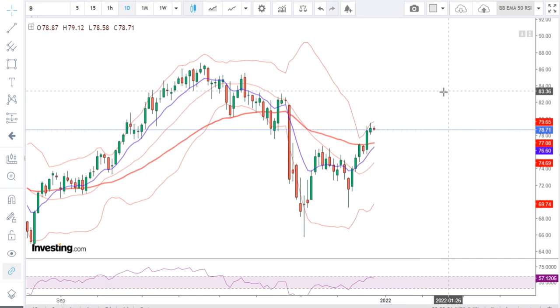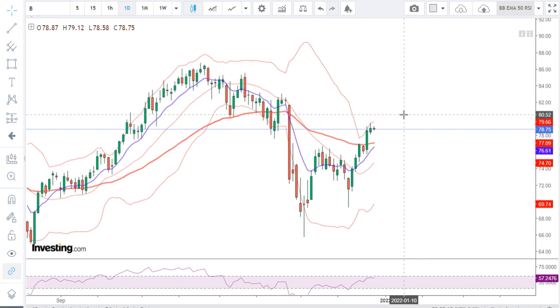On the daily part, what we can see is some sort of resistance around 80.00 to 80.50, and we need to wait for some good price action to decide which direction the instrument, Brent crude, is moving.